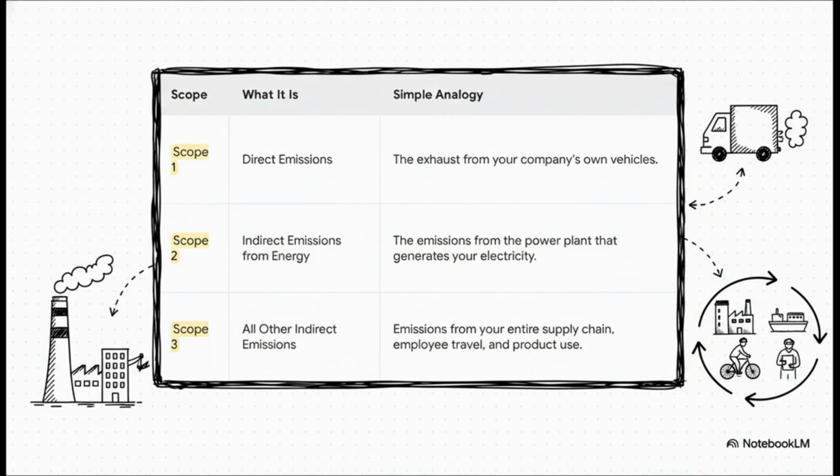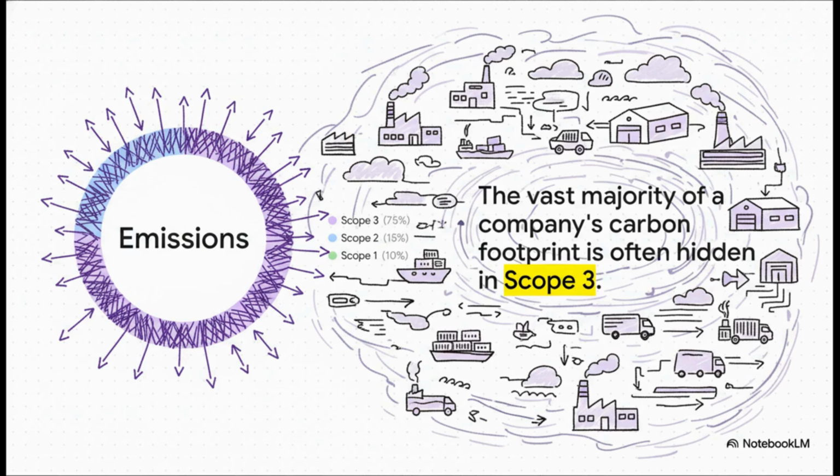It's the big one, covering your entire value chain, from raw materials all the way to how your customers use your products. And this, right here, is the real challenge. For most companies, a massive 75% or even more of their entire carbon footprint is hiding in plain sight, in Scope 3. It's not in their own buildings or their own trucks, it's buried in their vast, complex network of suppliers. That's the hardest piece to track, but it's also the most important one to get a handle on.